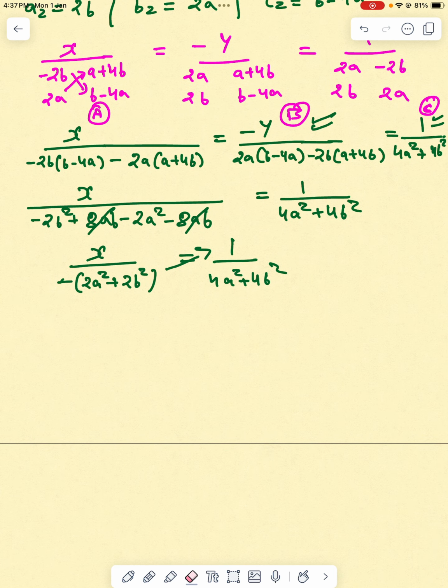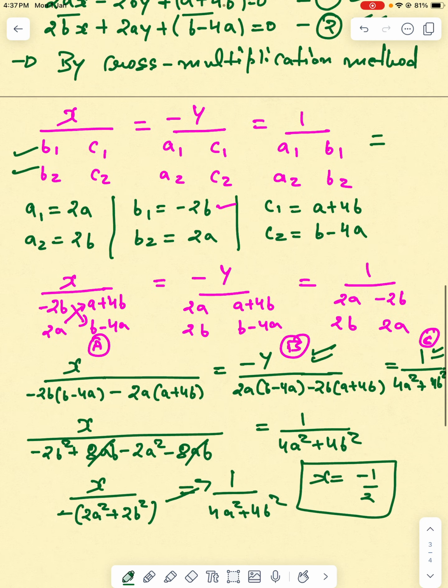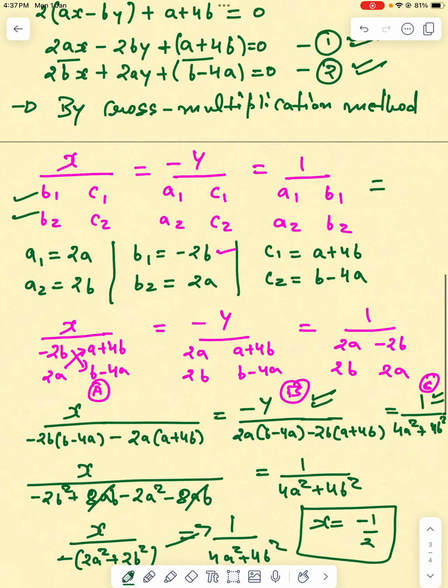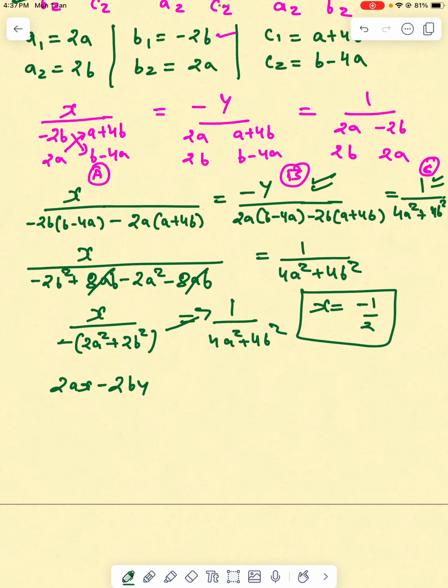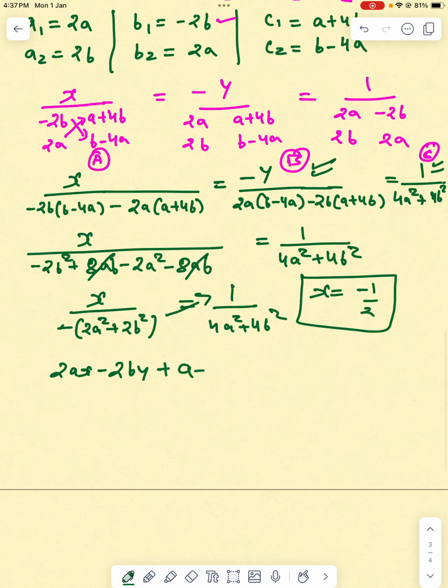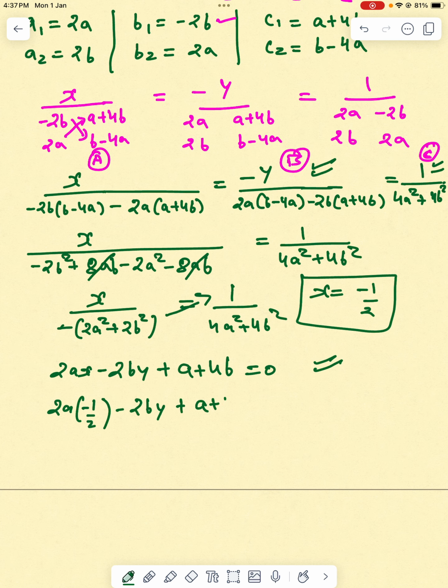So from here, what was the value of x? x is equal to minus 1 upon 2. So write equation number 1, that is 2ax minus 2by plus a plus 4b equals to 0. Put the value of x is equal to minus 1 upon 2 in this. It is 2a times minus 1 upon 2, minus 2by plus a plus 4b equals to 0.